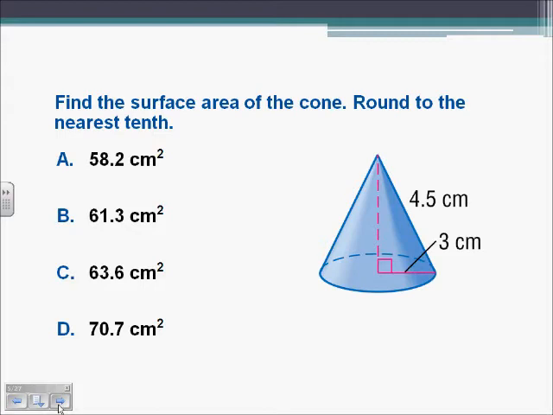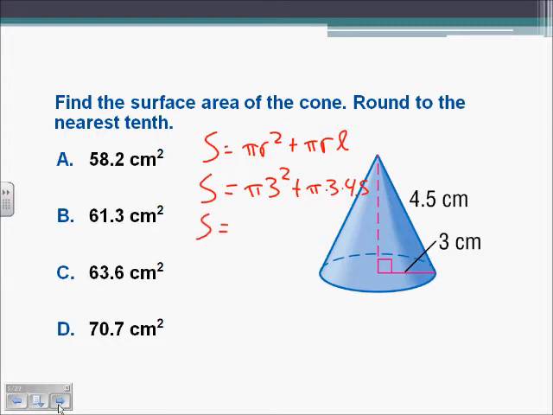In this problem, we were asked to find the surface area of the cone and round to the nearest tenth. So we know from our last slide, surface area of a cone is going to equal pi r squared, or the area of our base, plus pi times our radius times our slant height. So then we just plug in what we know. We know the surface area is going to equal pi times our radius, which is 3, so pi times 3 squared, plus pi times our radius, which is 3, times our slant height, which is 4.5.